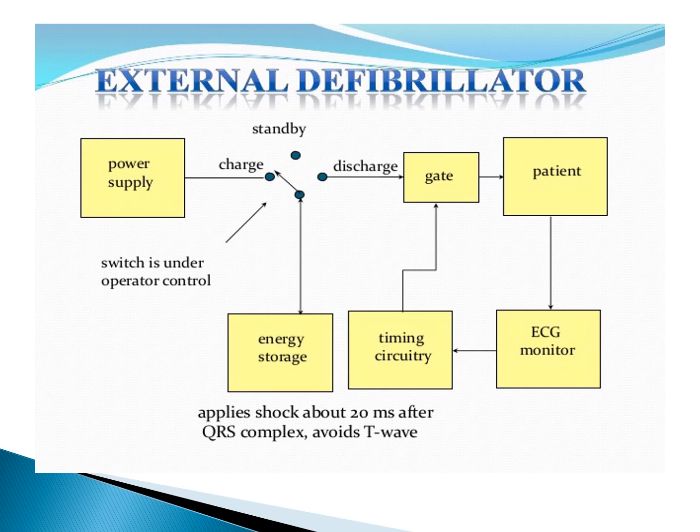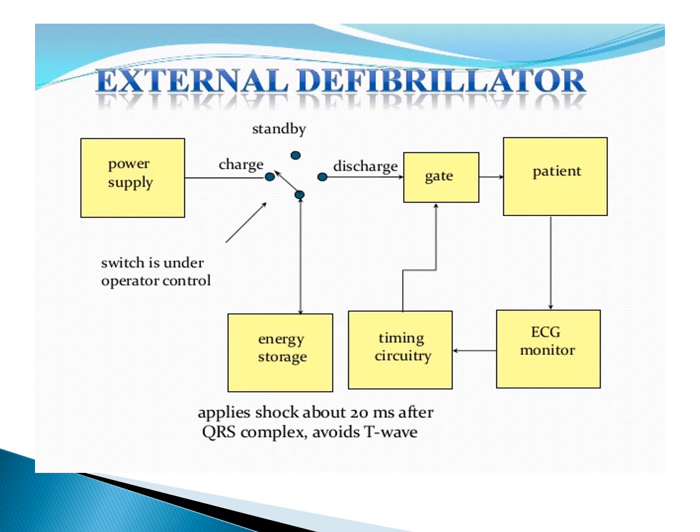After that we discharge the shock, and it passes through the gate, that is the timing circuitry, and is applied to the patient. The effect of the shock, whether the arrhythmia has reverted to sinus rhythm or not, we can record on the ECG monitor. So apply the shock about 30 milliseconds after the QRS complex.